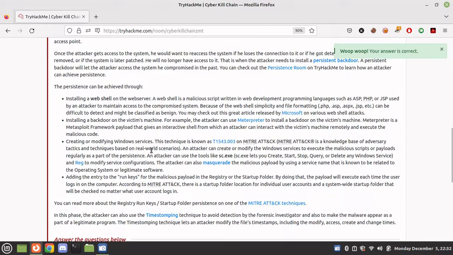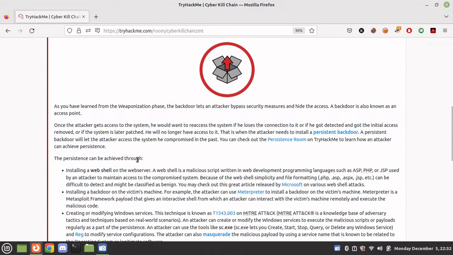Now we have exploited the system. Now it's time for installation, and we can do installing a web shell on the server. As you have learned from the weaponization phase, the backdoor lets an attacker bypass security measures and hide the access. A backdoor is known as the access point. Once the attacker gets to a system, he would want to re-access the system. So basically, when you get access to a system, you don't want to lose that connection, right? So you'll install some kind of backdoor into it, so you can get back into that system whenever you want.